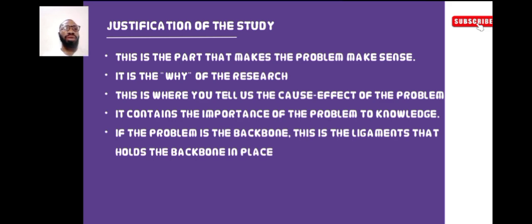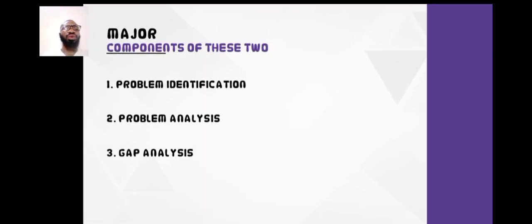What are the major components of these two? The statement of the problem and justification of the problem are usually intertwined. For some schools, the statement of the problem differs from the justification of the problem. For some, the statement of the problem and justification are all together, so I'm just going to put them all together. I know the justification is a continuation of the problem. The major components of these two include the problem identification, problem analysis, and gap analysis.